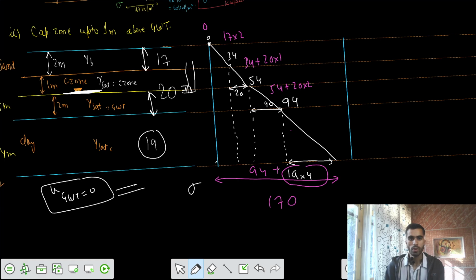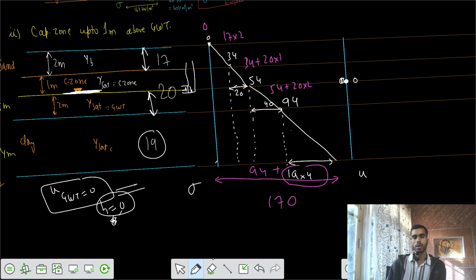There is no rise of water, so H equals 0. H capillary equals 0 at that point. So your pore water pressure is 0 at that location. 0 is the stress at that point.